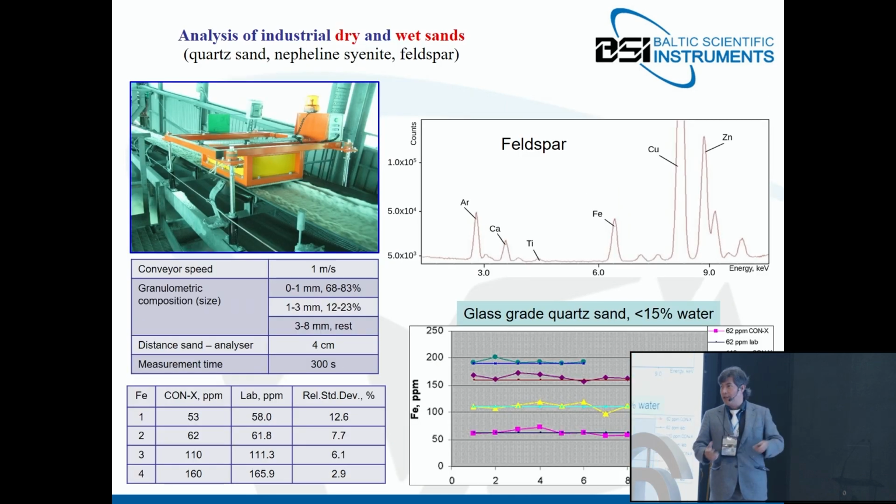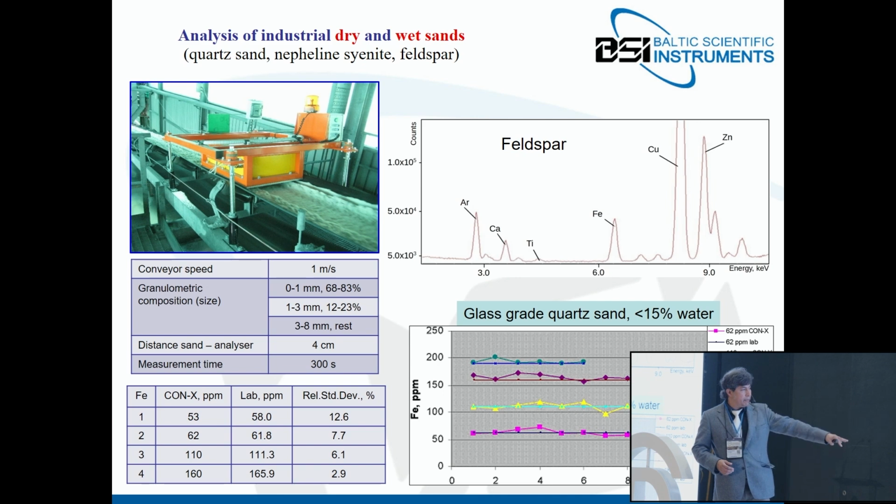This is another type of analysis. This is for different types of sand, both dry and wet: quartz sand, nepheline cyanide, and feldspar. Here is the installation over the conveyor belt. And this spectrum corresponds specifically to feldspar. It shows the peak of argon corresponding to the air between the analyzer and the material, but it also shows the different elements that are detected in the sand.